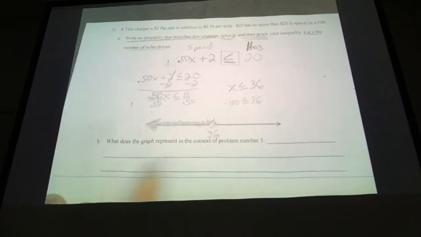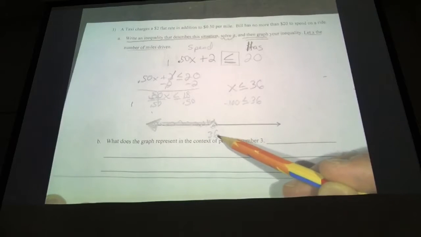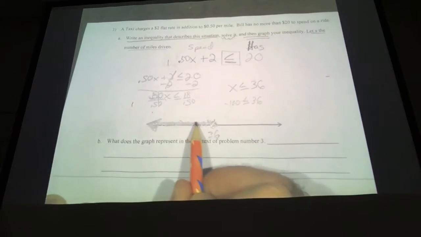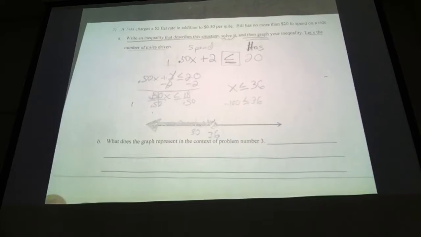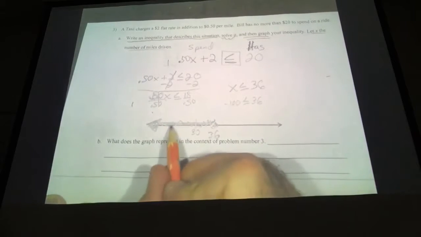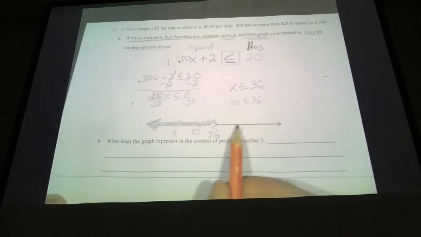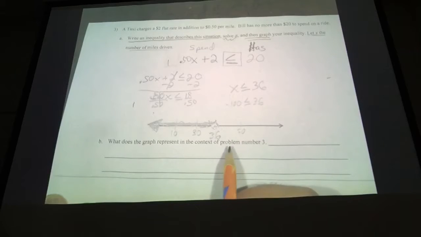Alright guys, so down here it says, what does the graph represent in the context of problem number 3? Now, again, x represents the number of miles, and that means that all this right here is x. So if the destination was 30 miles away, it's a solution. You can do it. If it was 10 miles away, it would work. But if it was 50 miles away, it would not be in the shaded region, and it would not be a solution. It's not a possibility for this cab ride.